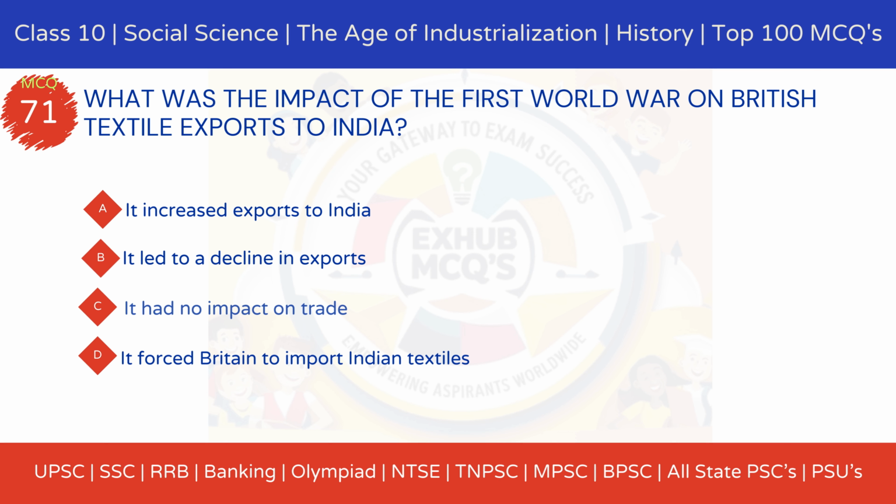Option A. It increased exports to India. Option B. It led to a decline in exports. Option C. It had no impact on trade. Option D. It forced Britain to import Indian textiles.